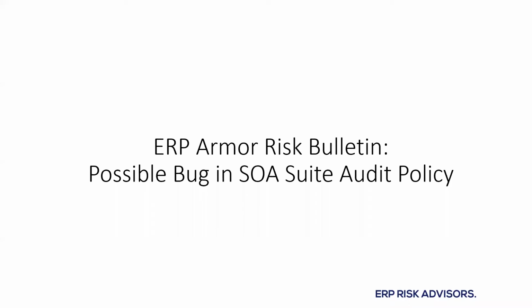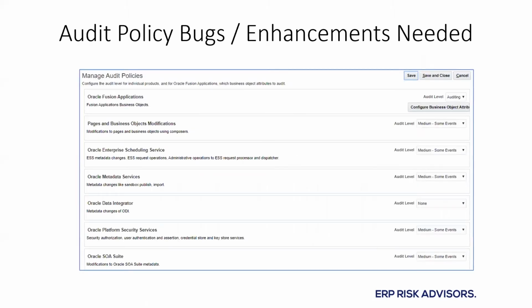Hello, we are bringing you an ERP Armor Risk Bulletin to provide you some guidance on what we believe is a bug in the SOA Suite audit policy and a couple potential enhancements that we'd like you to consider as well. Audit policies form the foundation of your controls, monitoring, and ERP cloud. The Manage Audit Policies page allows us to enable and disable audit policies. In this video, we will highlight what appears to be a newly found bug and two critical enhancements needed.